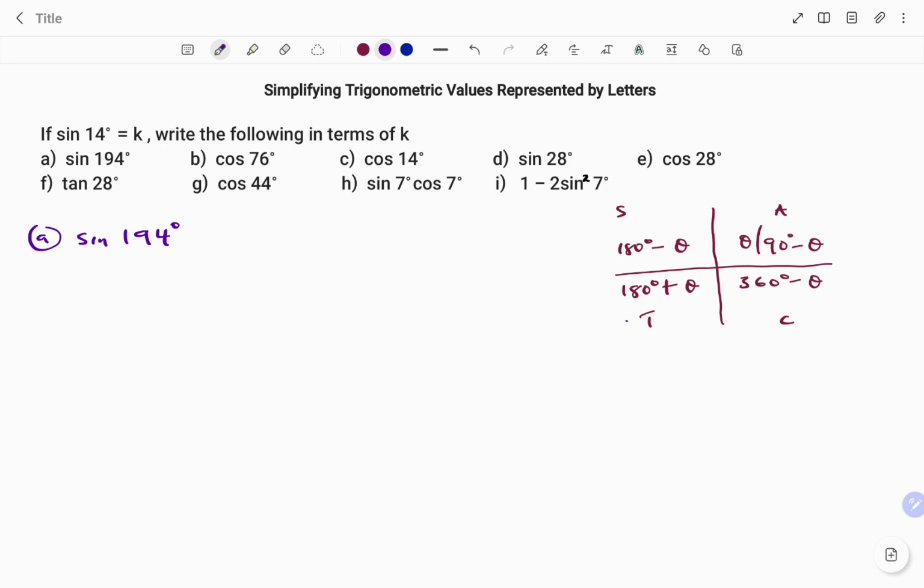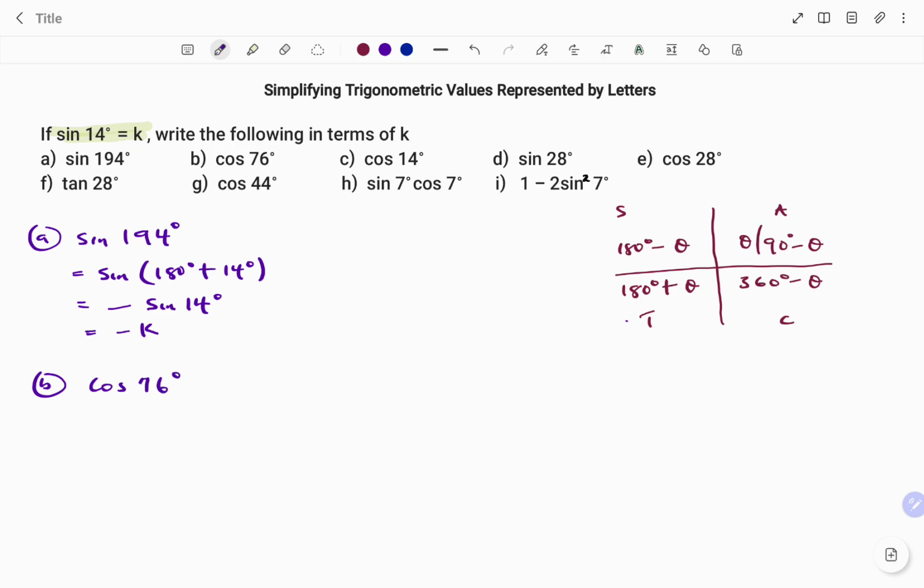In the third quadrant, the reduction will be sine of 180 degrees plus, I need to look for the value that will make up 194, that's 14, because 180 plus 14 is equal to 194. And using CAST for the third quadrant, only tangent is positive, so sine will be negative. So that's negative sine 14 degrees. We've been given sine 14 degrees to be equal to k, so therefore sine 194 degrees will be negative k.